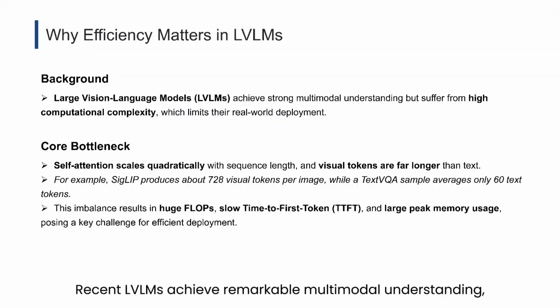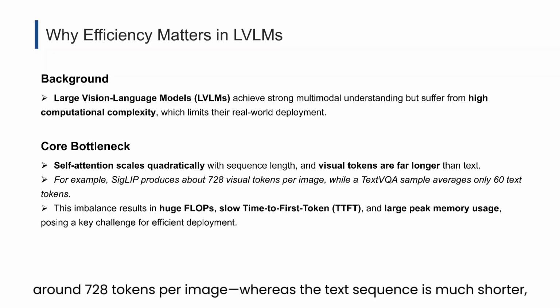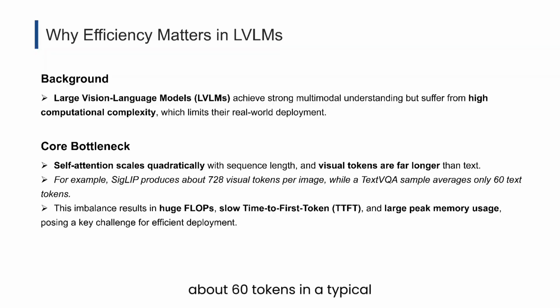Recent LVLMs achieve remarkable multimodal understanding, but they remain difficult to deploy efficiently. The main reason lies in the quadratic complexity of self-attention, where computation grows rapidly with sequence length. Images typically contribute hundreds of visual tokens. For instance, LLaVA outputs around 728 tokens per image, whereas the text sequence is much shorter, about 60 tokens in a typical TextVQA example. Propagating these long visual sequences through every decoder layer drastically increases FLOPs, delays the first generated token, and raises memory consumption.